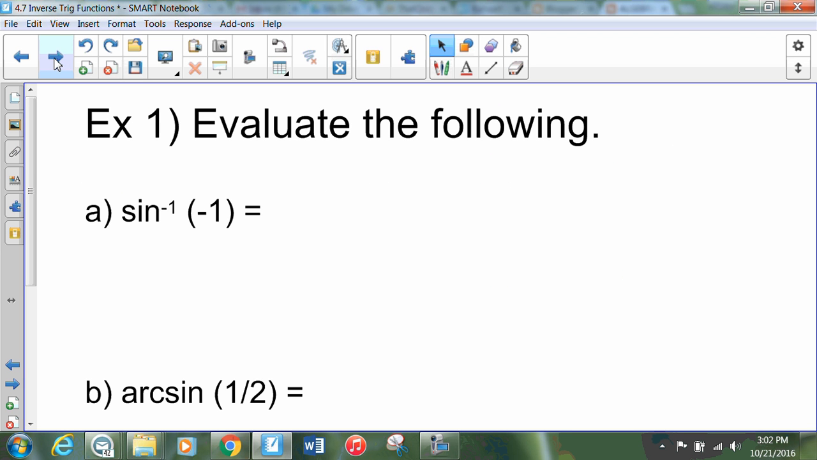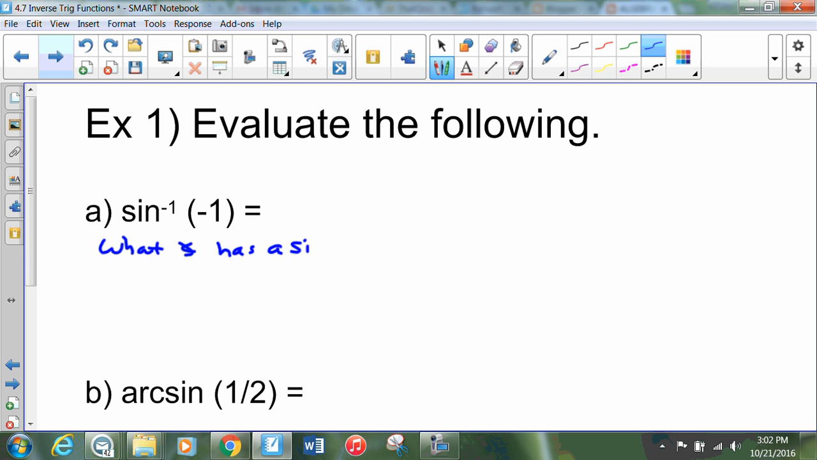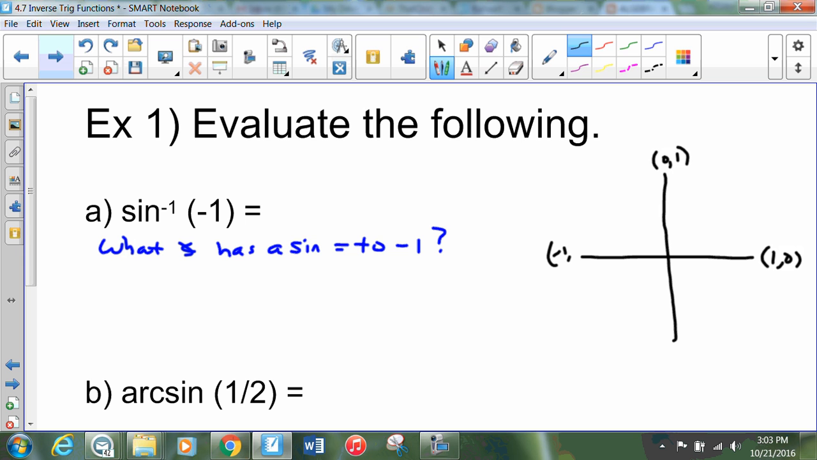So here we go. The first example, inverse sine of -1. Basically, that means when I see inverse, I think what angle has a sine that's equal to -1? So that's what the inverse said. What angle has a sine equal to -1? So of course I go back to my unit circle and I think about all the main ones. We've got 1, 0, 0, 1, -1, 0, and 0, -1. So it says what angle has a sine equal to -1?